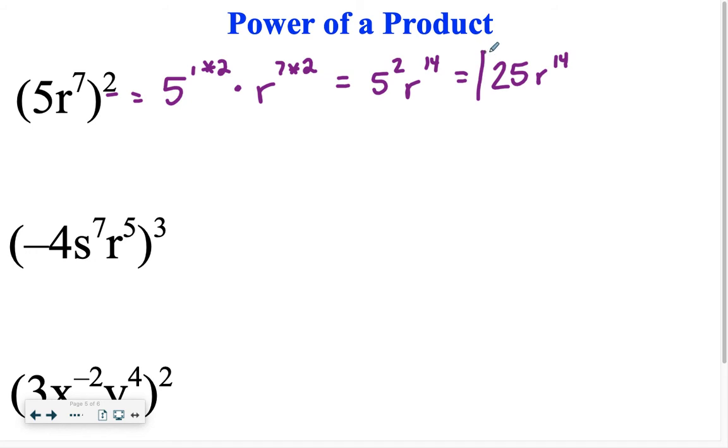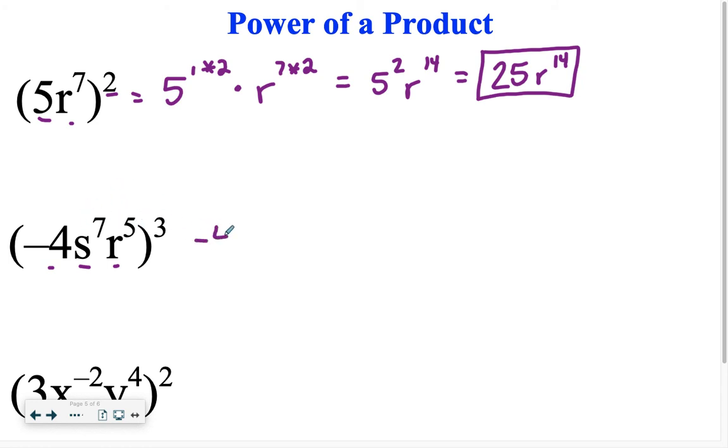Okay, so hopefully this pattern's starting to click with you. It's just like that first rule that we did earlier in this video. Just instead of being one thing, it's now more than one thing. So in this first one, it was a 5 and an r. In this next one, it's a -4, an s, and an r, raised to the 3rd power. I'm going to distribute that 3 to everything.